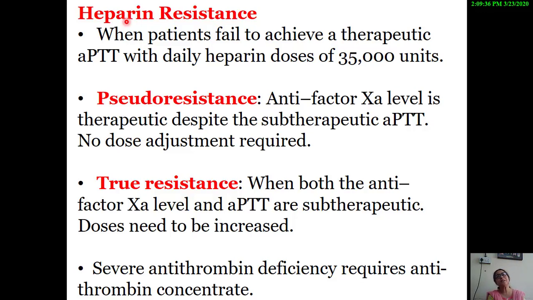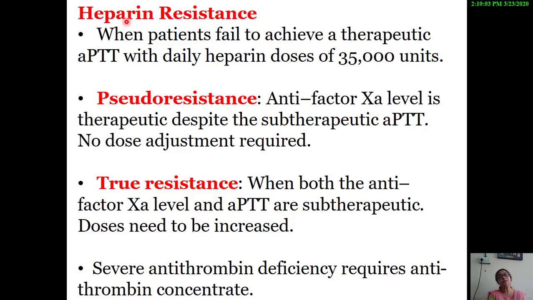But it has been seen that in certain patients the APTT value is subtherapeutic, which means that it has not been prolonged, even though the dose of heparin which this patient may be getting could be as high as 35,000 units of heparin given on a daily basis. And when this happens, we say that this patient is resistant to heparin or has heparin resistance.